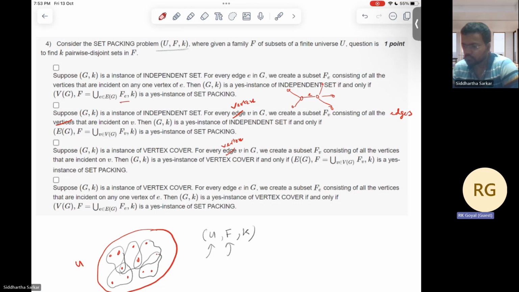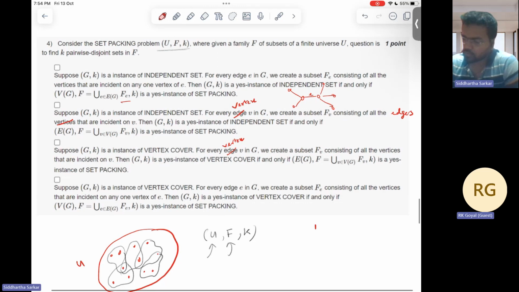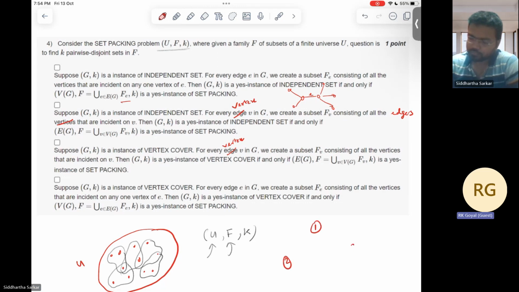Since I have an independent set of size k, there have to be k such vertices in which I do not find any edges in between. So therefore there has to be k disjoint sets which do not come together. I think I mean to say.